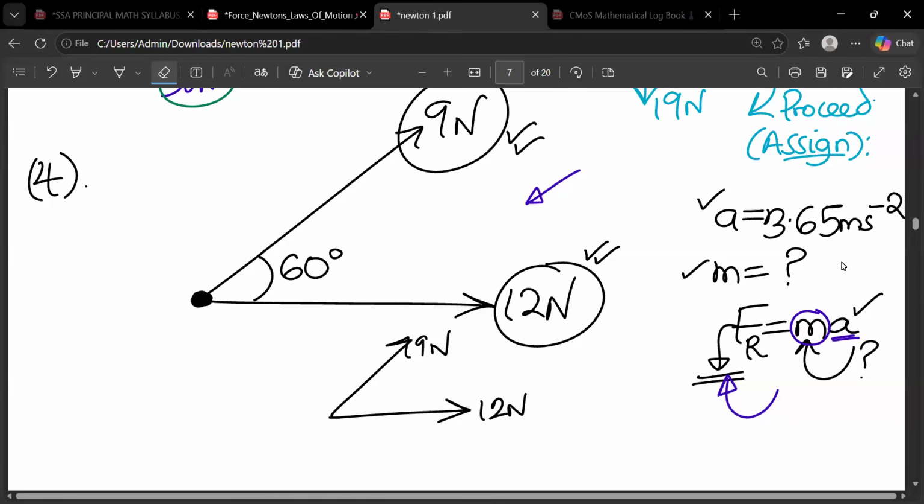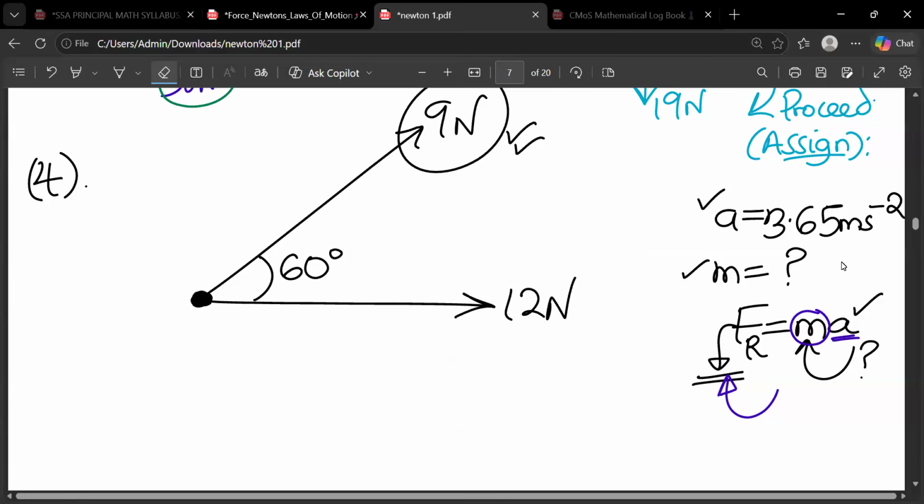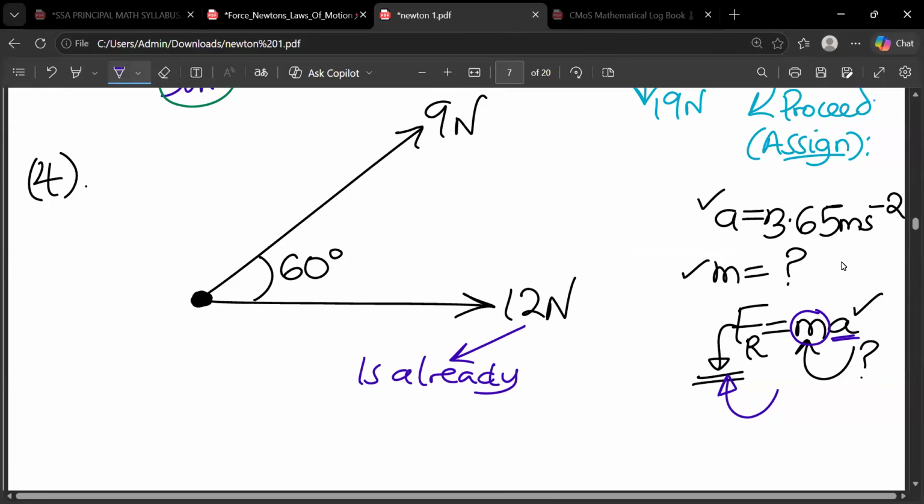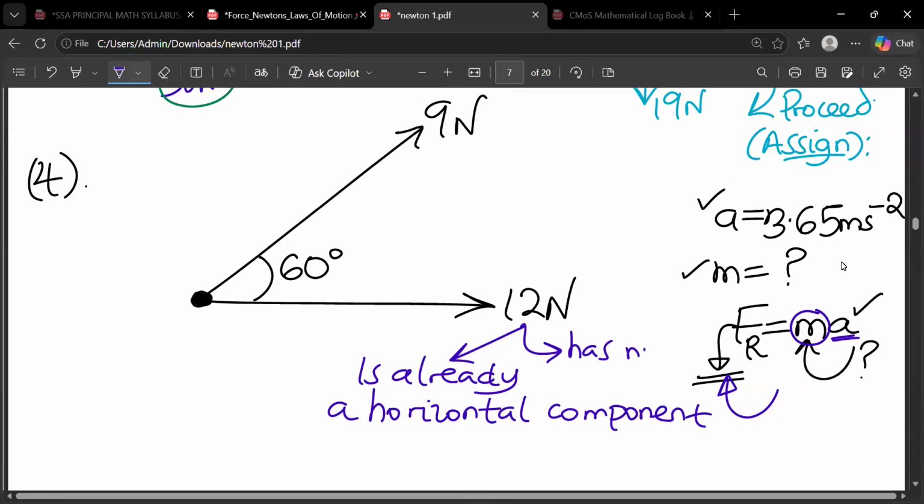But now for this case, where we have 9 and 12, when you look at 12, 12 has the horizontal component. This one is already the horizontal component because that's what you chose. What does that mean? That means it has no vertical component. It can't. It is already lying horizontally. So it has no vertical component.